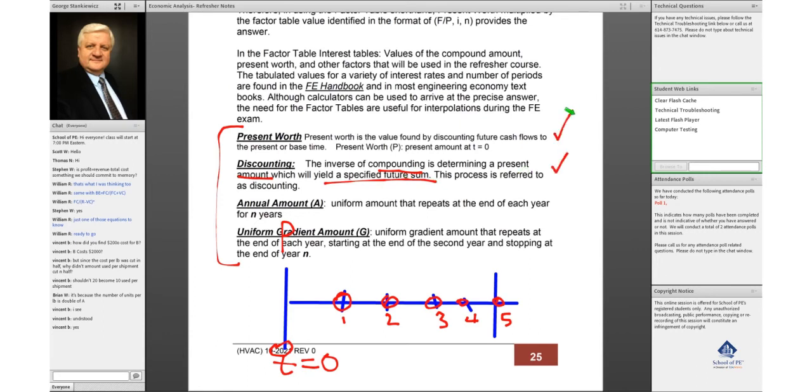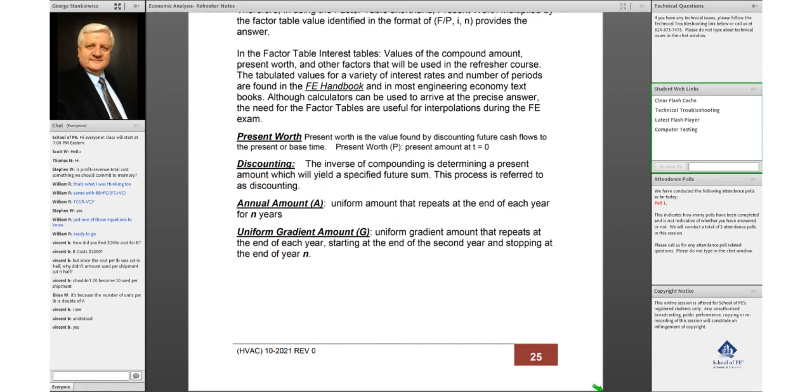We're learning the abstract, the words that we're going to be using, so be familiar with these words. The next is the annual amount. It's the uniform amount that repeats at the end of each year for n years. And our last concept, a generalization of what you need to know from your engineering economics, is the gradient amount. So what is that gradient amount?